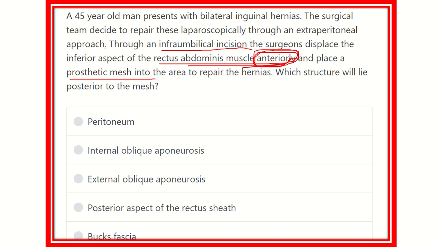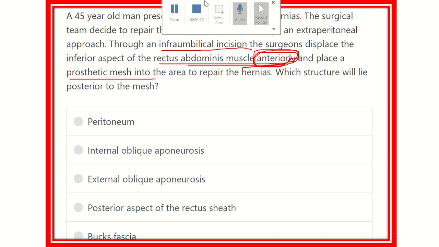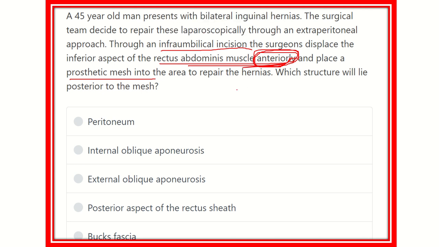That means at the infraumbilical region. So we have to find out this location. That means in the infraumbilical region, we have to find out the structure which lies posterior to the rectus abdominis muscle. Here the options are peritoneum, internal oblique aponeurosis, external oblique aponeurosis, posterior aspect of rectus sheath, and Bach's fascia.